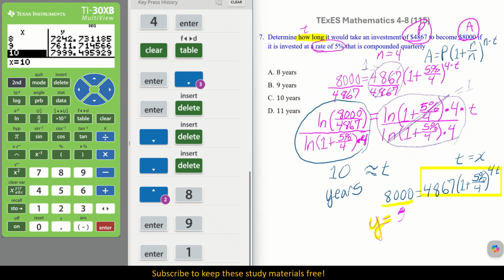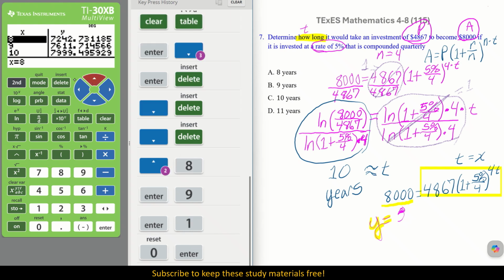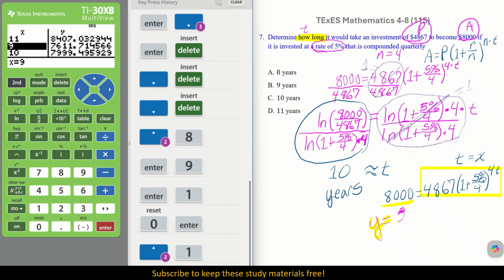Now I'm going to go back up and type over the 8 and show you what 11 would be. 11 is way too much. If we wait 11 years, we're going to get over $400 more. So we don't have to wait the 11 years. Obviously, 10 years is close enough. All right, now let's look at number 8.